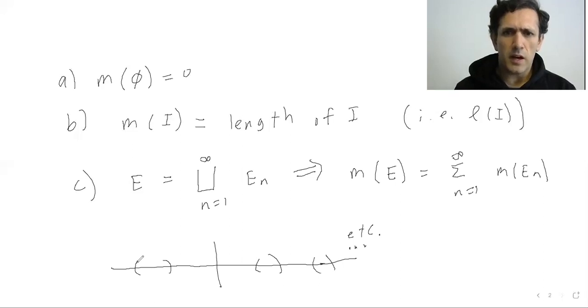Let's say this is E1, E2, E3, and et cetera, et cetera. These could be shrinking. Who knows what they're doing? I'll put this down below here.